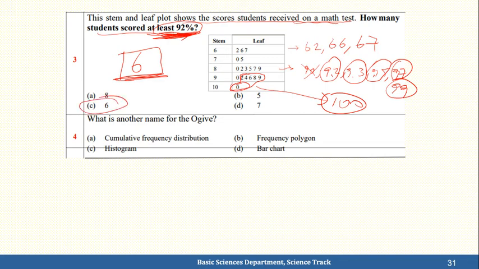What is another name for the ogive graph? Ogive graph is making the graph of the cumulative frequency distribution.